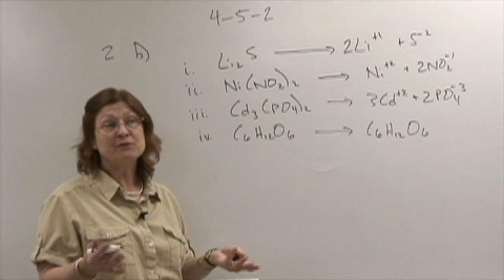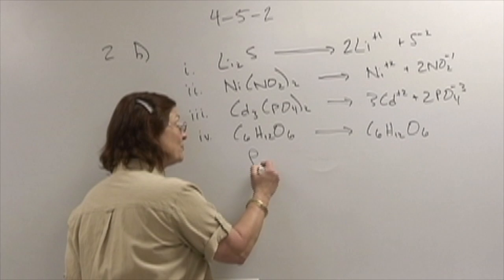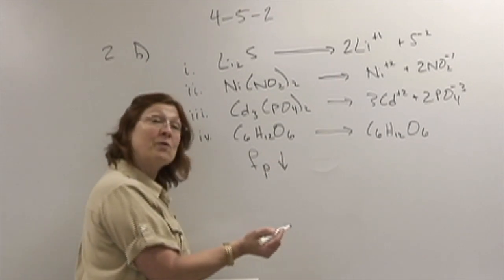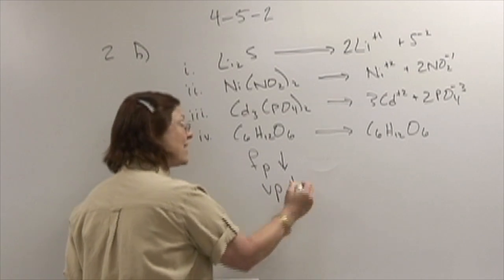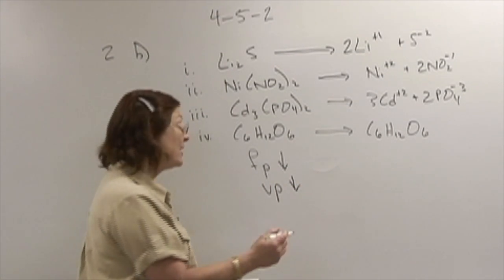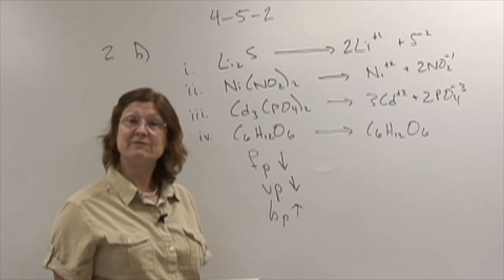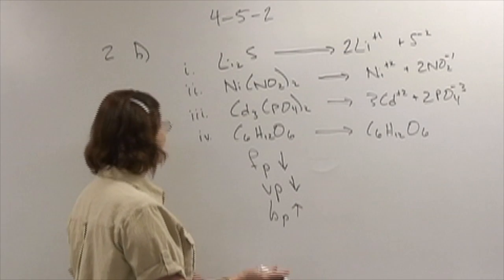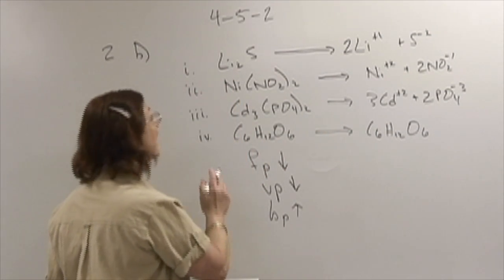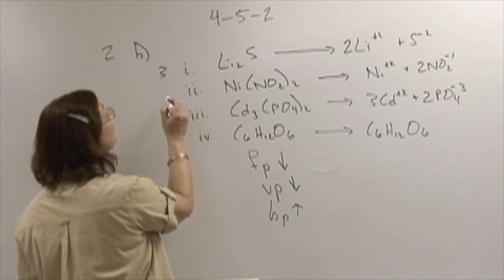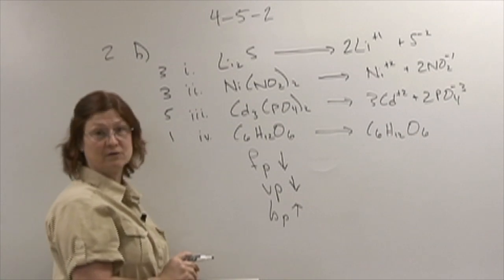Well, the first thing I do when I'm answering any of these types of questions is I write that freezing point goes down the more particles that I have. And vapor pressure also goes down the more particles that I have. And boiling point goes up. Then I look at the specific questions. Well, the first question about these compounds, I see that in the first one I have 3 particles. The second one I have 3 particles, then 5 particles and 1 particle.